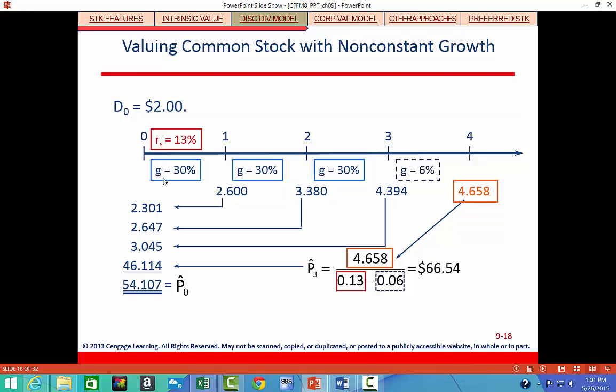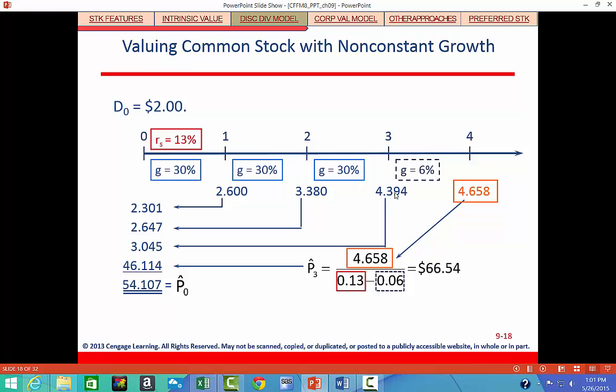So let's assume that it grows at 30% for 3 years. So if I increase $2 by 30%, the expected dividend at year 1 is $2.60. And then I increase that by 30%, we get $3.38. And then if I increase that by 30%, I get $4.39. So for this part, we just have to find the present value of each one of these cash flows. And so you can see that they did that with these first 3 numbers down here. But that's just for the next 3 years.